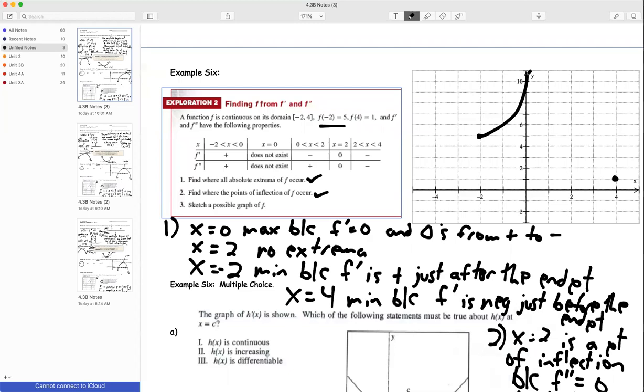And I know at 0, I have a maximum. And I also know that at x is equal to 0, the first derivative does not exist. Therefore, I will have a cusp or a corner at x is equal to 0.